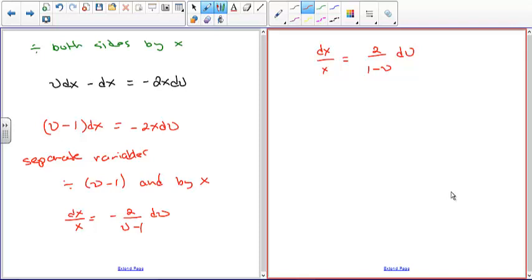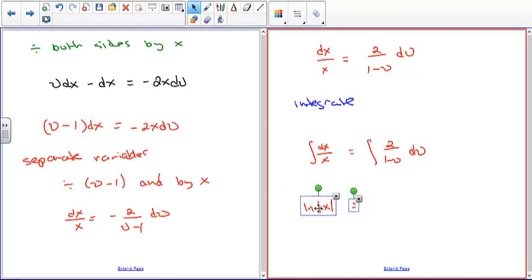So now we're going to integrate. So you'll get the integral of dx over x. You'll get the integral of 2 divided by 1 minus nu d nu. The left-hand side is the natural log of the absolute value of x. The right-hand side is, how do you do that? Well, you can use u substitution. Let me just move this down a little bit.